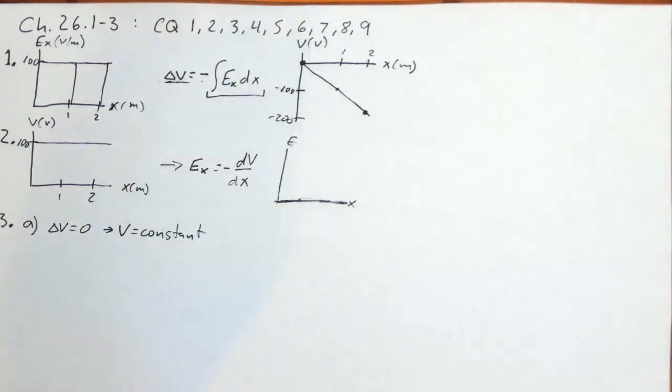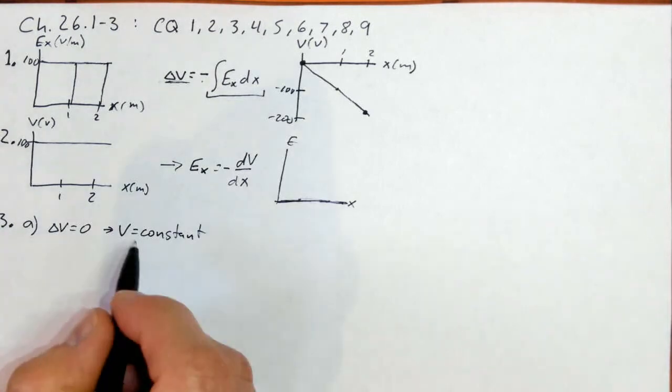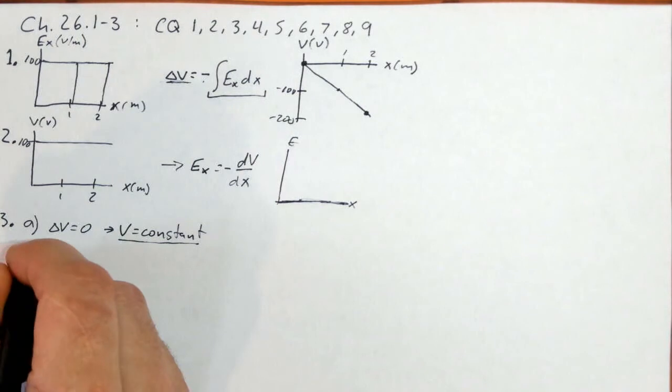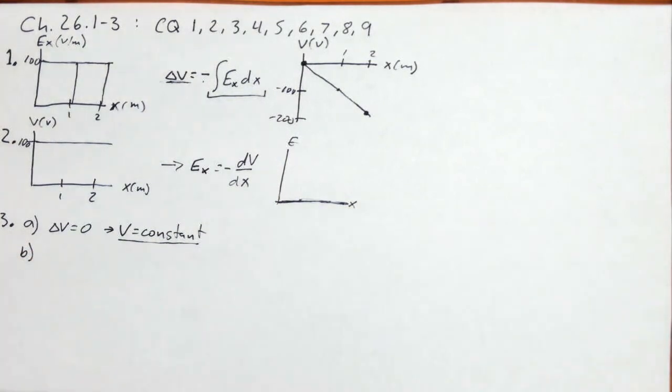Okay, so zero electric field everywhere simply means the potential is constant, kind of like what we saw with a conductor in electrostatic equilibrium. All right, so that's as much as we could say of this. All right, B says if the potential is 0 throughout a region of space, can you conclude that the electric field is 0?